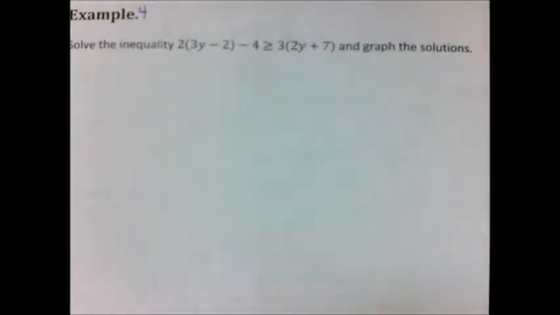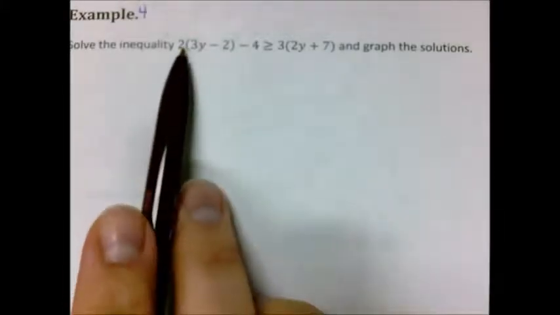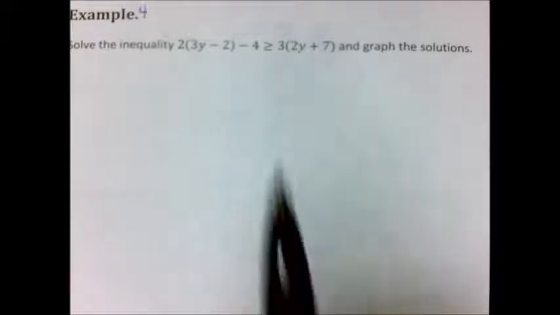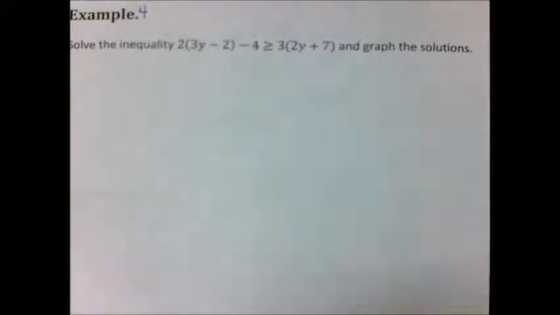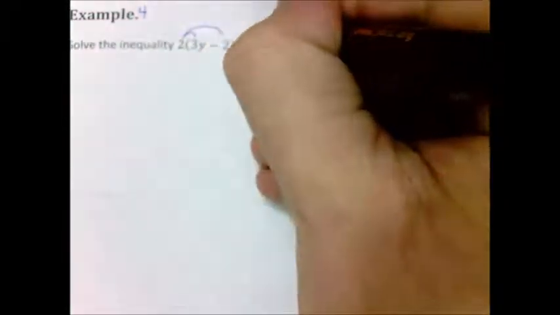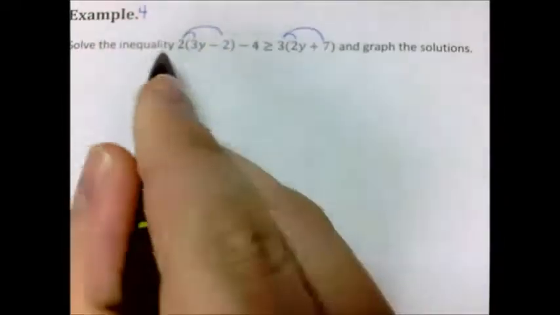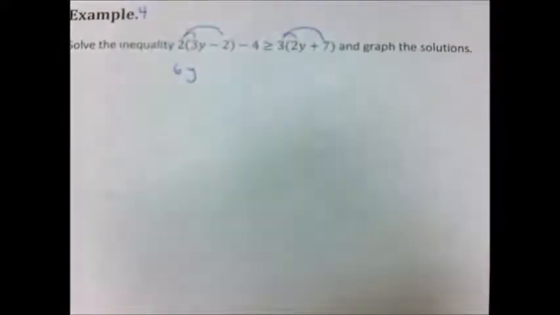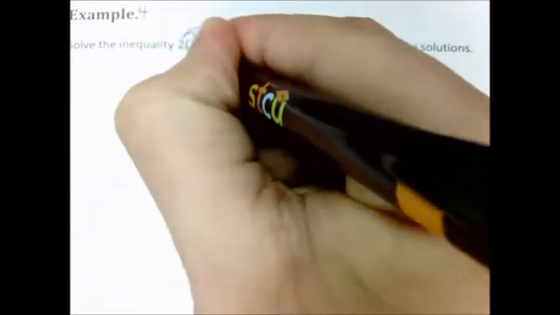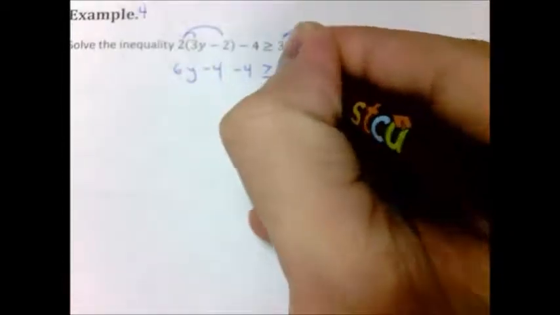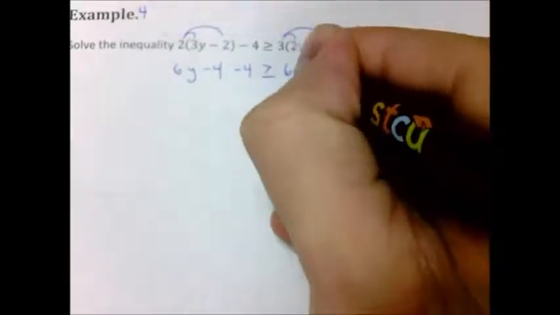Alright, example 4, this is the last example. We need to solve the inequality 2 times 3y minus 2 minus 4 is greater than or equal to 3 times 2y plus 7, and then graph the solutions. Okay, this is a messy situation here, so let's go ahead and clean it up a little bit. We know we can first distribute, use the rainbow rule, to kind of get rid of these parentheses here. 2 times 3y is 6y, and 2 times negative 2 is negative 4, minus 4 is greater than or equal to 3 times 2y is again 6y, and 3 times 7 is 21.